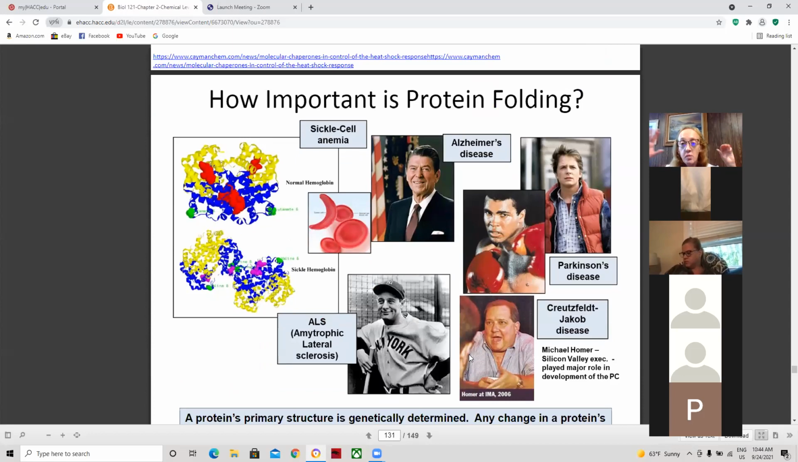So what's important about protein folding? Sickle cell anemia is a protein folding disorder because one amino acid that's supposed to be there is substituted with another amino acid, and it ends up changing the structure of the protein when it binds oxygen. When hemoglobin binds oxygen in the sickle cell state, it forms this sickle-like shape, which doesn't flow very well through the blood and can end up forming clots.